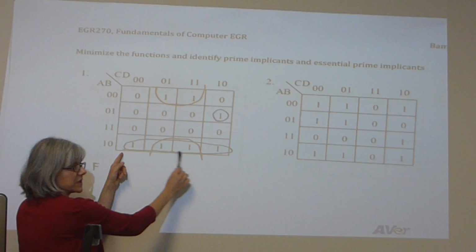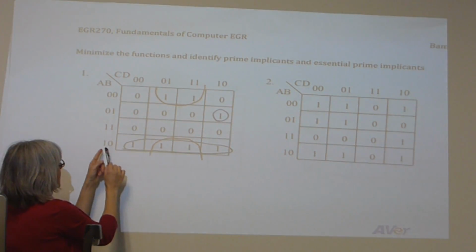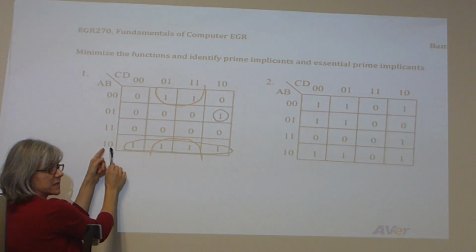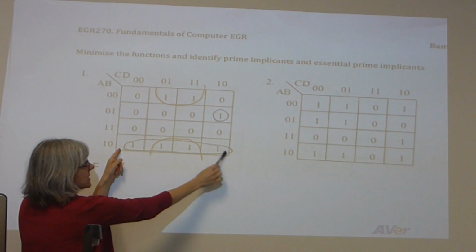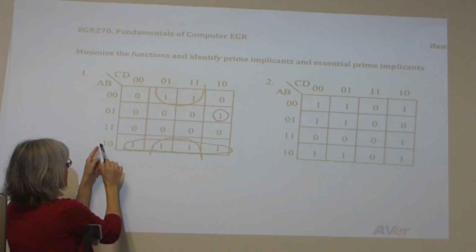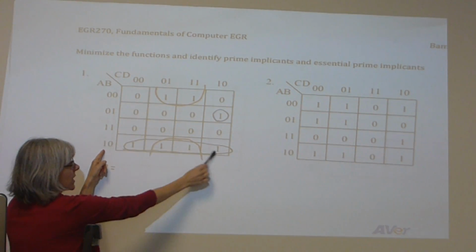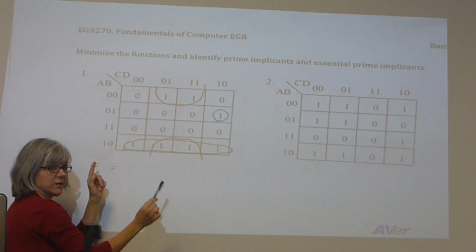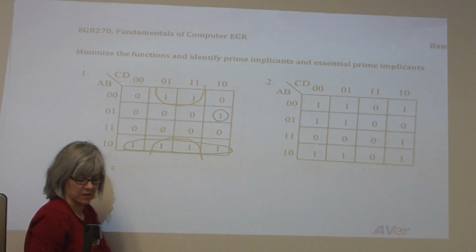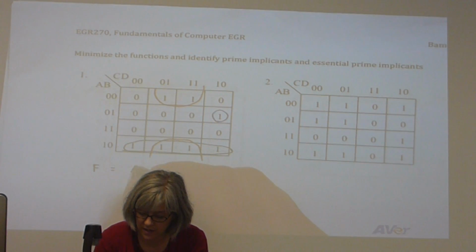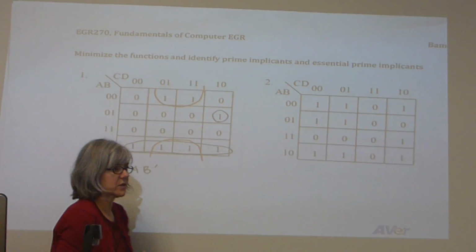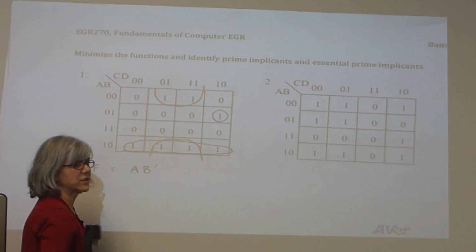What is the expression for this term across the bottom, the black circle? A is 1, B is 0, and C and D don't matter. So this is just A B prime. That describes this down here. C and D don't matter, because there's a 1 in all of them. So I would say that this is equal to A B prime. That's the black circle.